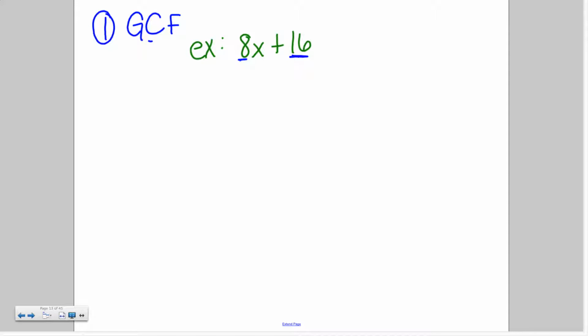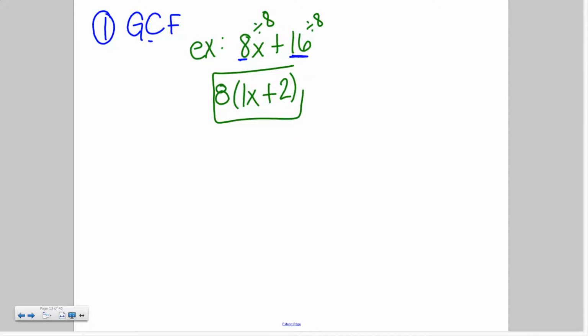Well, I know myself, and you can use your calculator or whatever you need to figure this out, but I know that 8 is a factor of both 8 and 16. So if I take 8 out of my equation, the way to do that is I'm going to divide 8 by 8, and I'm going to divide 16 by 8. All right? Because it's going to be on the outside. So 8 divided by 8 is 1. I keep my x, and I keep my sign that I have, which is plus. And then 16 divided by 8 is 2. And then I have this completely factored.